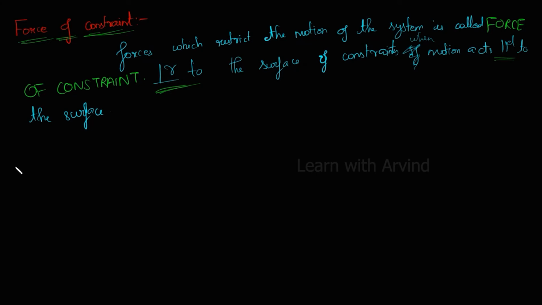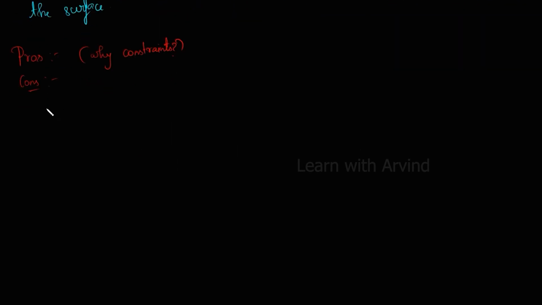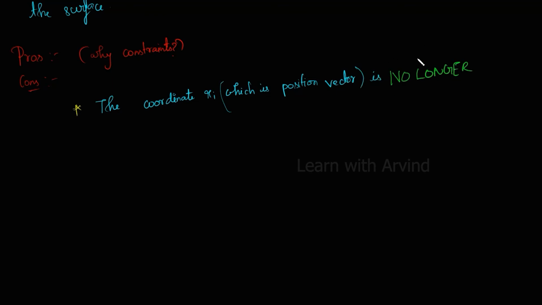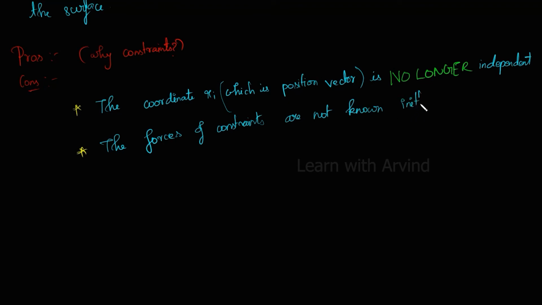Now the advantages of using constraint, we've already seen that. Why do we even need constraint? Now the difficulties introduced by constraints. The coordinates, that's the position coordinates, are no more independent. It's really a difficulty introduced by the constraint. The second difficulty is the forces of constraints are not known initially. These forces, we don't know them while we are starting the problem, while solving the problems.